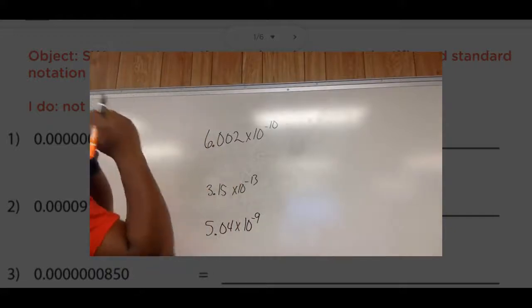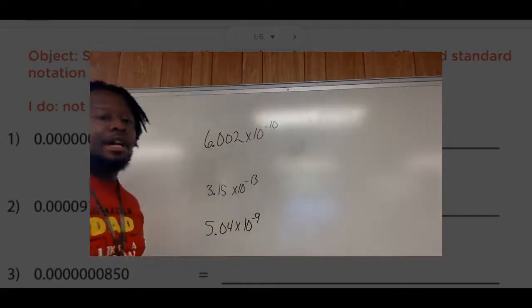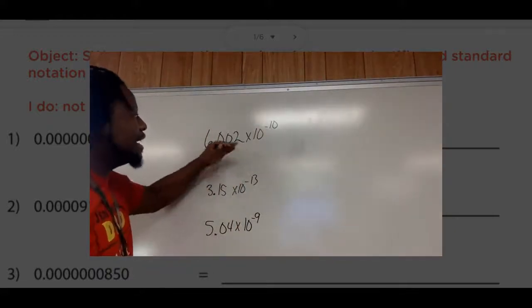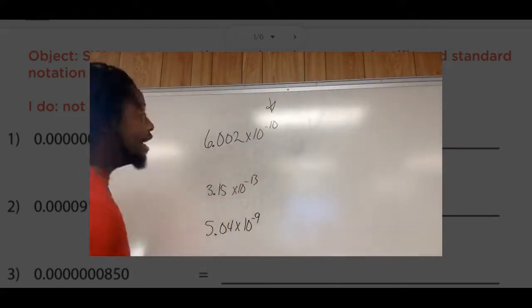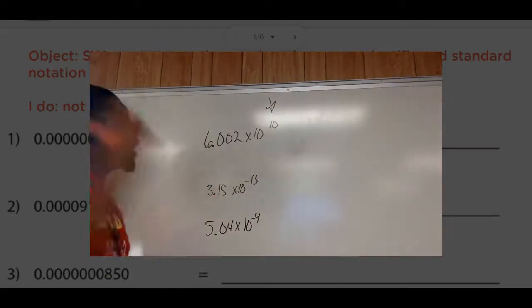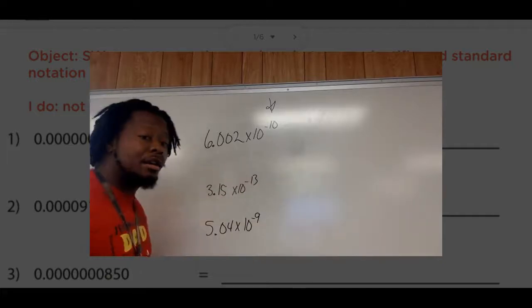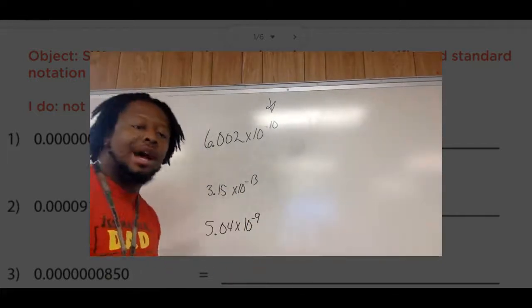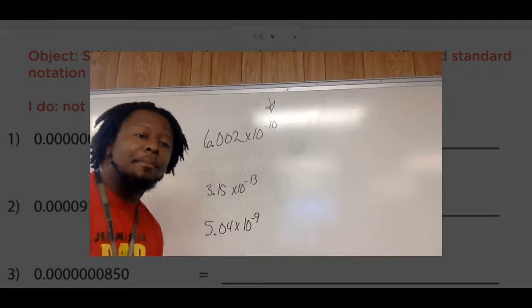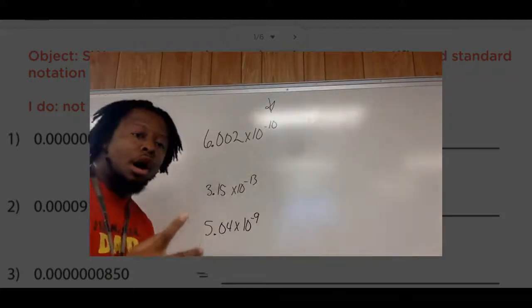So now, with these negative exponents, this number should be getting smaller. When you see a negative exponent, this is a rule of thumb: anytime you see that, the number should get smaller. If the number got bigger, then you went the wrong way.